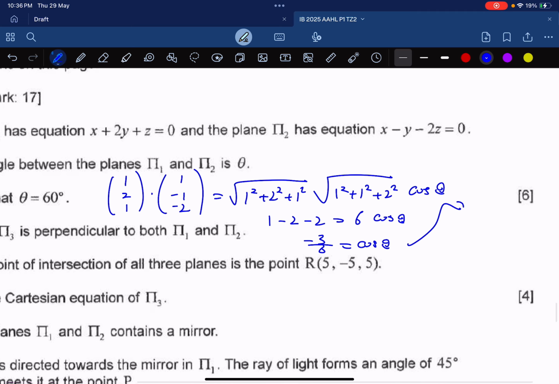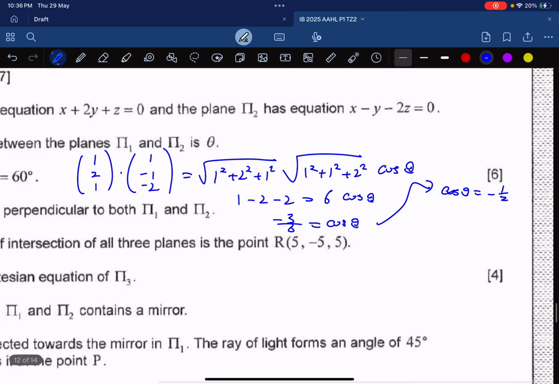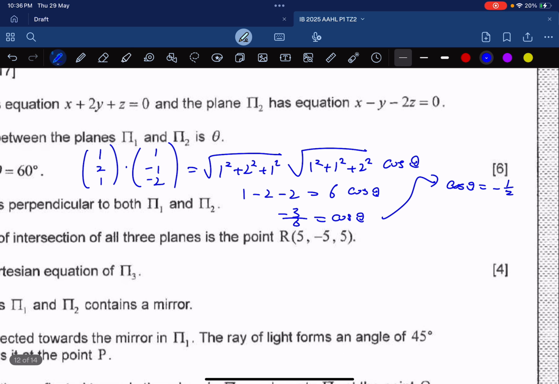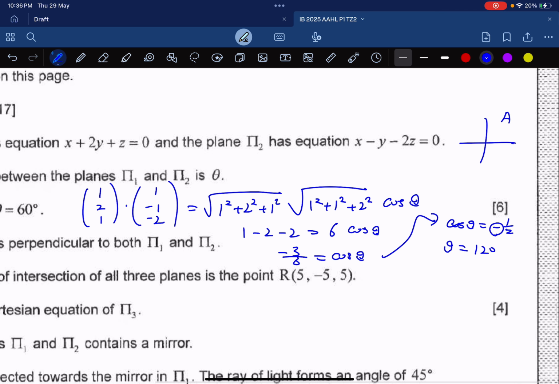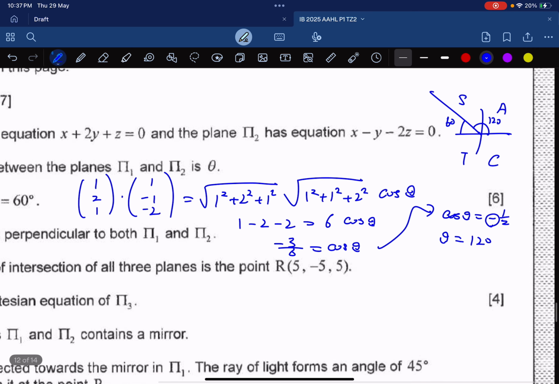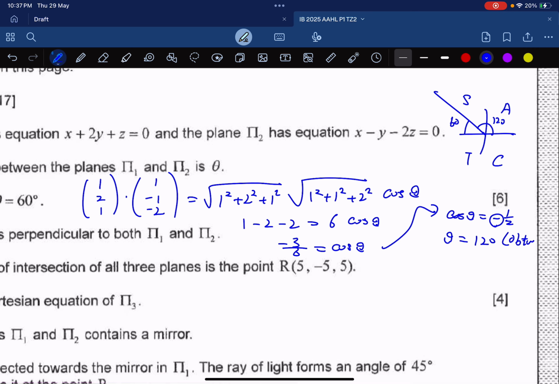So here, cosine theta would be -1/2. So cosine of what gives you 1/2 first? I think 60 gives you 1/2, right? But since we're on the negative side, this should be 120, because of ASTC. So 60, but our answer should be negative, so we know it should be in here, 120, and this is 60. But this is the obtuse angle.